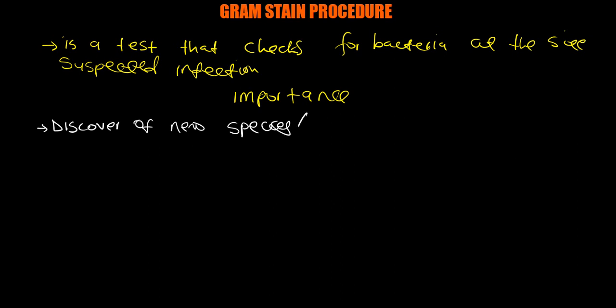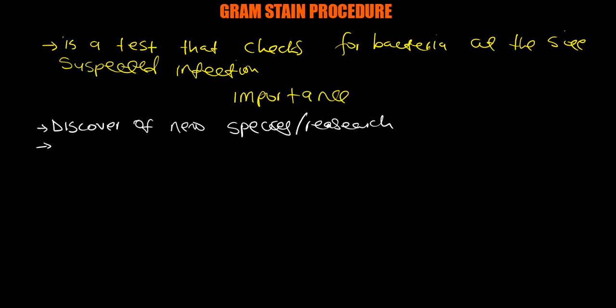Or just in research. So we'll be using this for research, or for discovery of a new species, or a new bacteria, because we are interested in bacteria study. The other thing we can use this procedure for is to check the thickness or thinness of the peptidoglycan. Remember, in the previous video we talked about peptidoglycan, its composition, and where it is found.